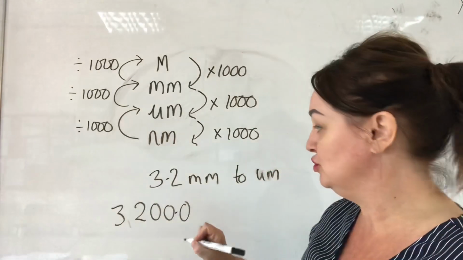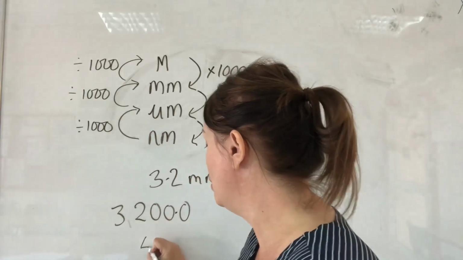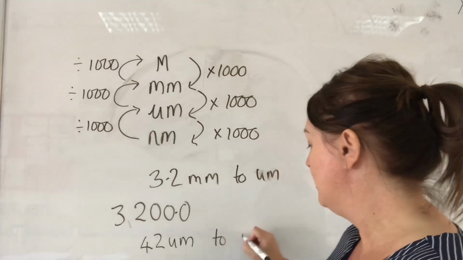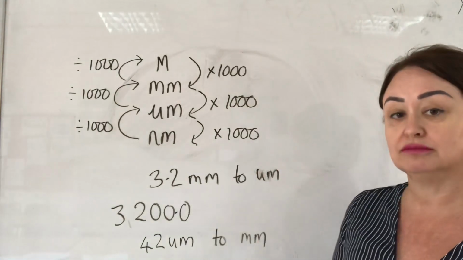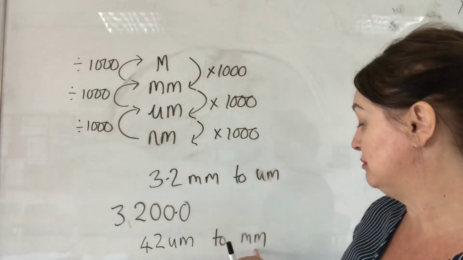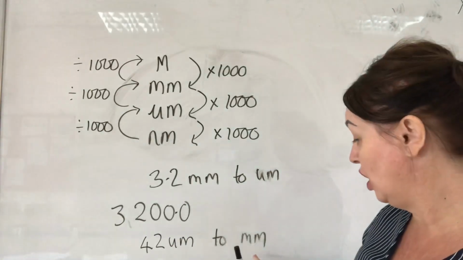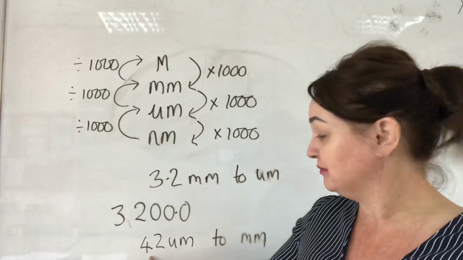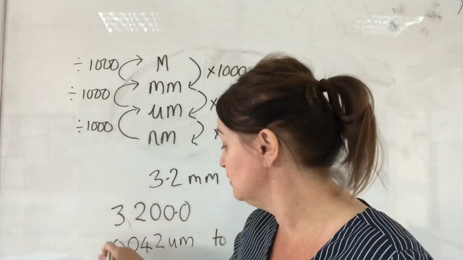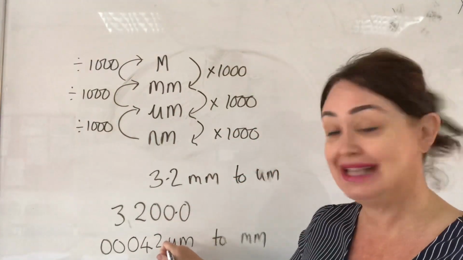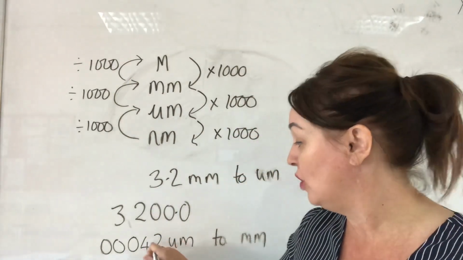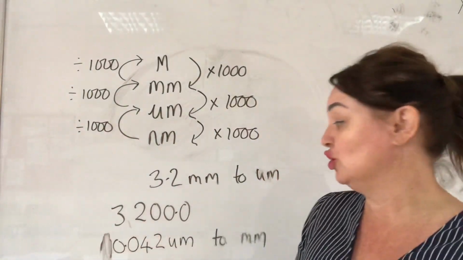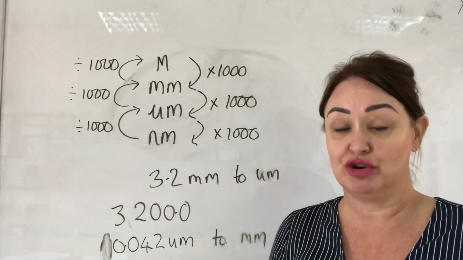If I wanted to move from 42 micrometres to millimetres, then basically I'm moving from a smaller to a larger unit. So the number is going to get smaller. I would stick some zeros in front of it and think, okay, my decimal point is there. I'm going to move it 3 times. 1, 2, and 3. So my answer is 0.042 millimetres.